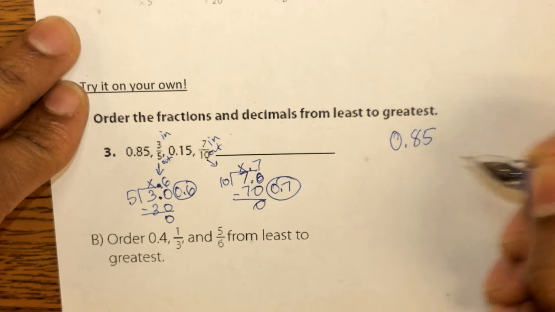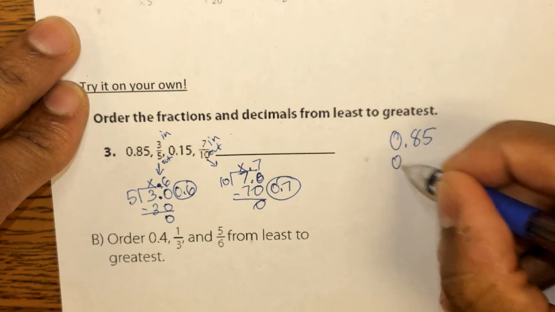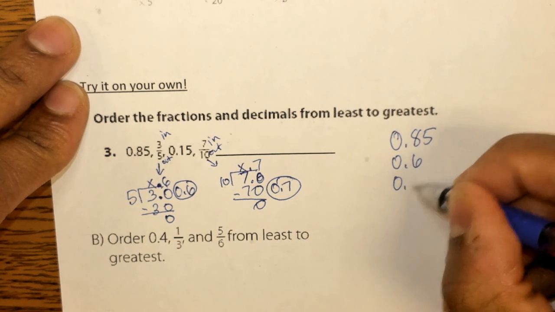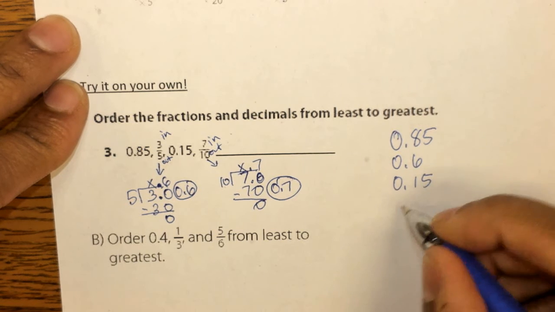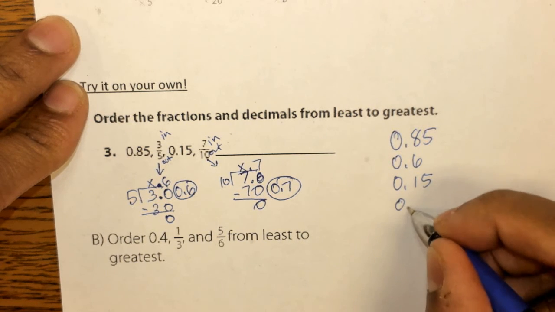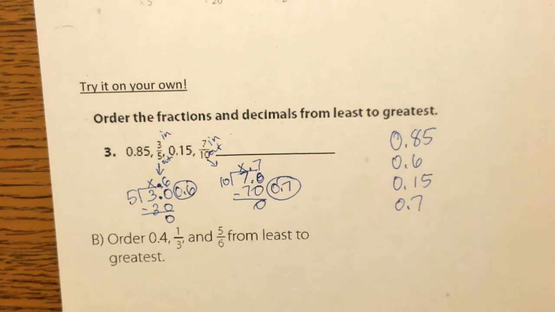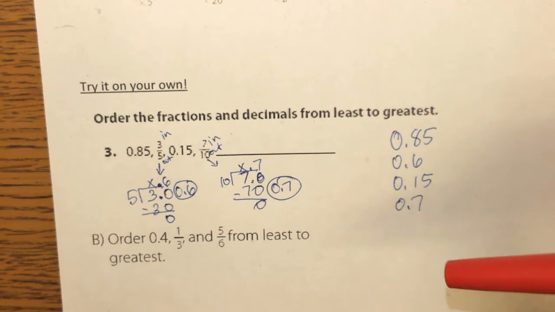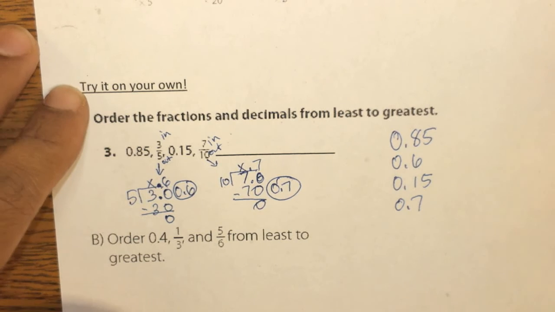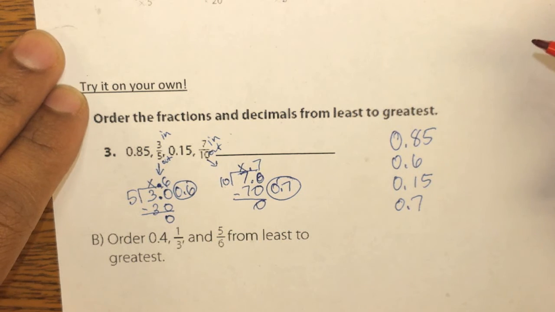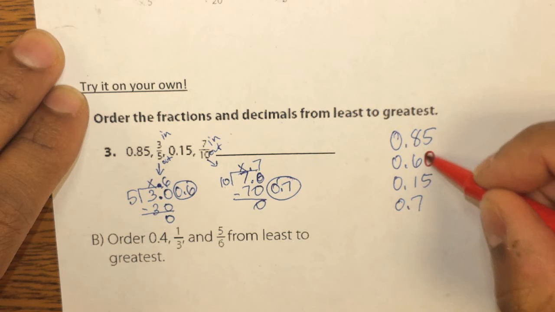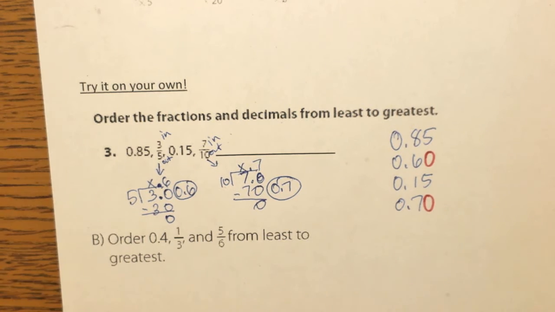So now we kind of layer them on top of each other. 0 and 85 hundredths. 0 and 6 tenths. 0 and 15 hundredths. And then I got my 0 and 7 tenths. Notice you could write the table like how you did above. If you want to do the grid and kind of organize it that way, you're more than welcome to. For me, I just kind of stick with this. Now I'm going to go ahead and place my trailing zeros, just so it's easier to compare.